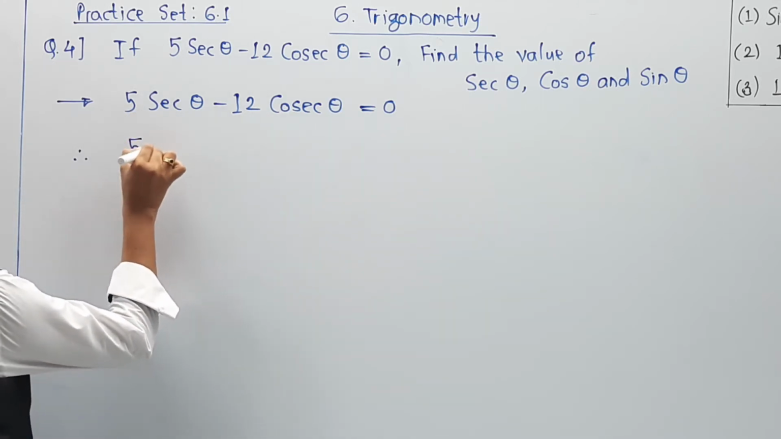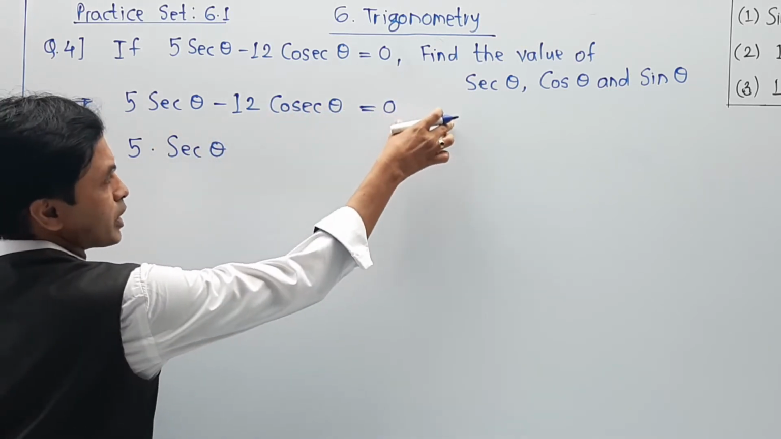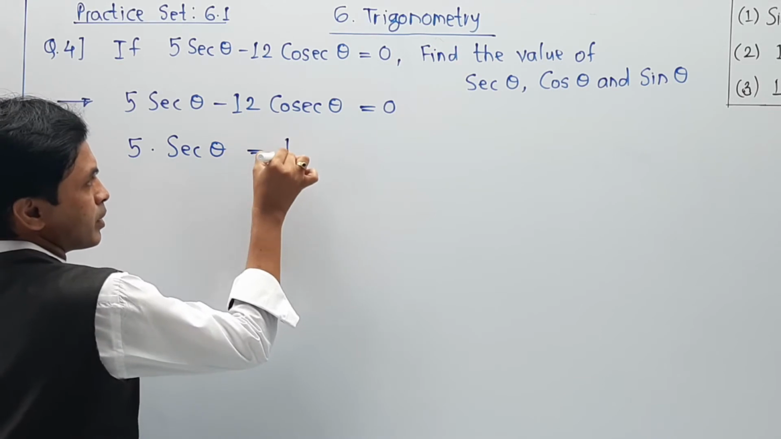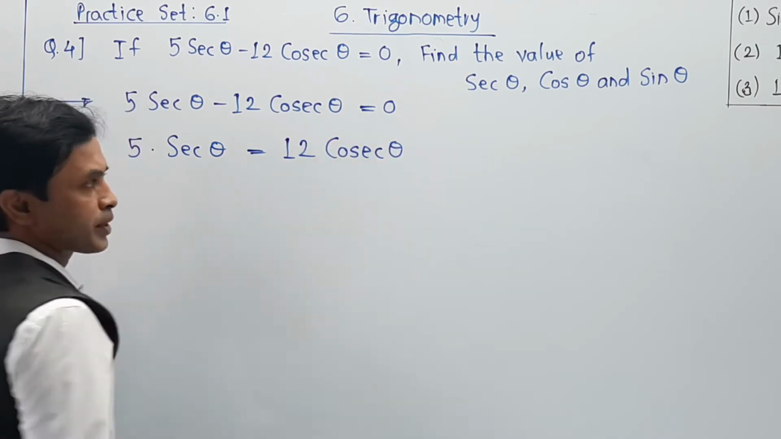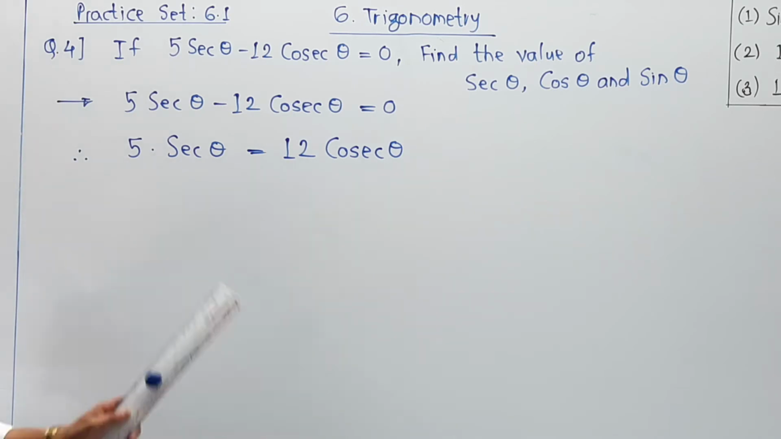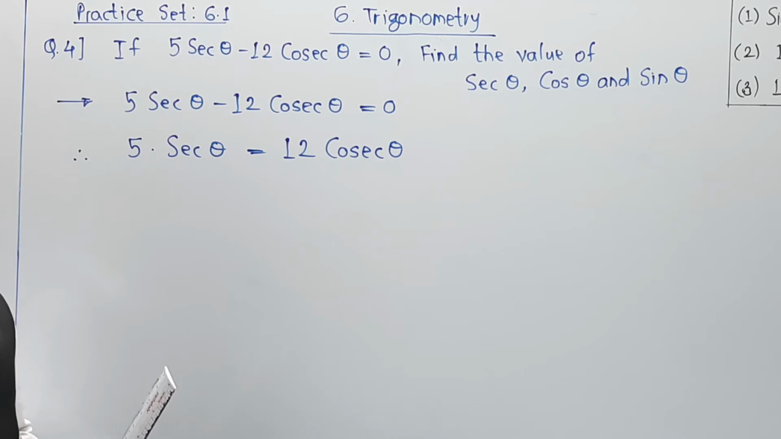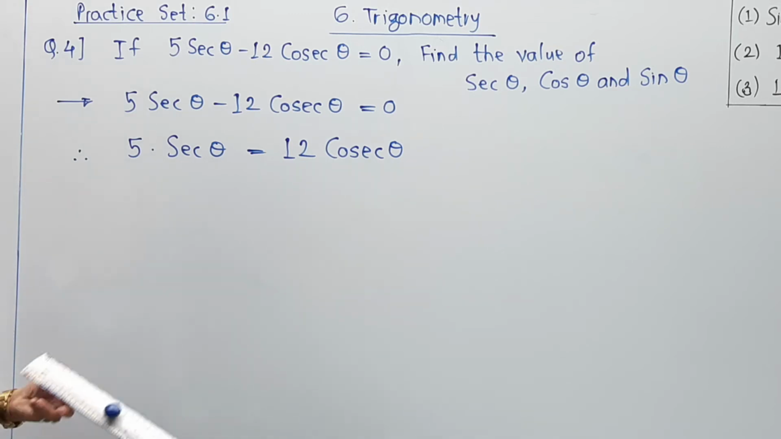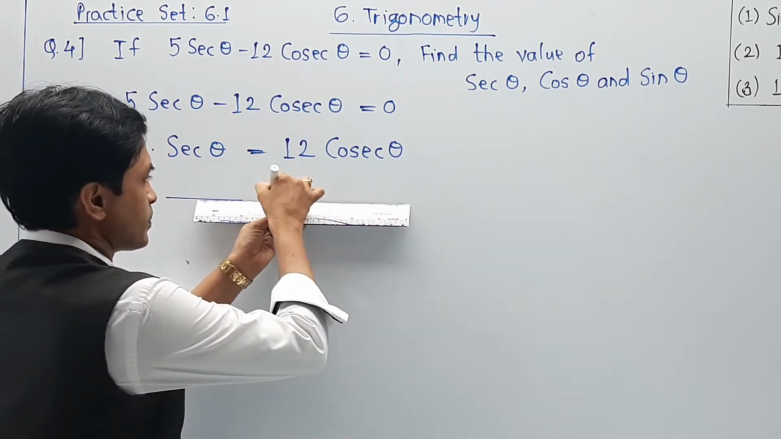Here I am writing 5 into sec theta, shifting minus 12 cosec theta to that side, it becomes plus 12 cosec theta. This is the first step. Now in the next step I am going to convert sec theta and cosec theta. We know that sec and cosec are reciprocals of cos and sin. This step is most important, so that is what I am going to write.